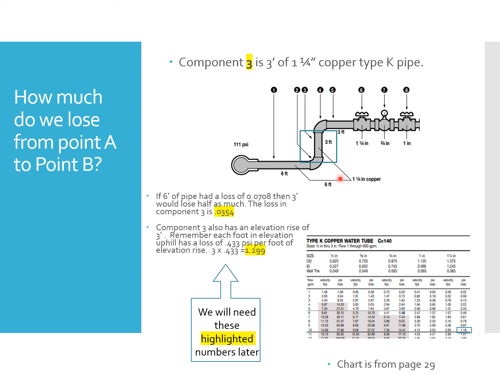Now another thing you got to keep in mind is whenever you're going uphill or downhill, there's going to be a change in pressure due to elevation, losses, or gains. Well, because we're going uphill, we're going to be losing it. And we're going uphill 3 feet. So if you remember in chapter 1, I told you to always remember this number of 0.433, that we'd be using throughout the semester. Well, this is one of those times. So we're going uphill 3 feet times 0.433. So our loss is going to be 1.299. So we're going to be keeping track of these numbers, and we'll be revisiting this later.